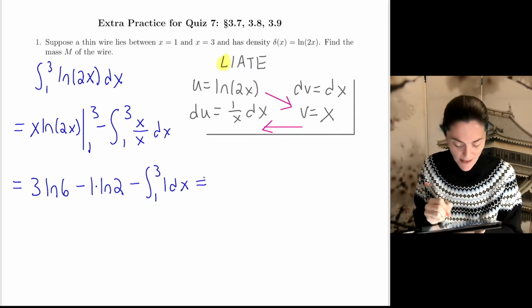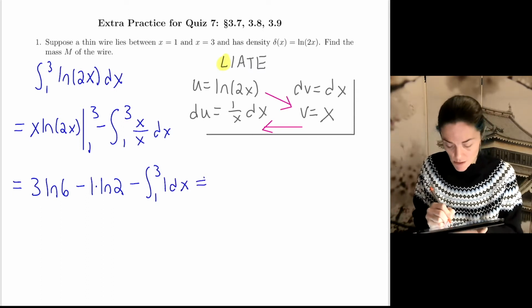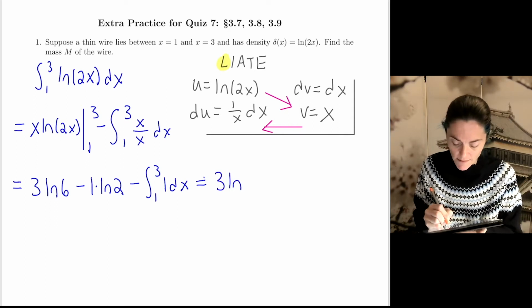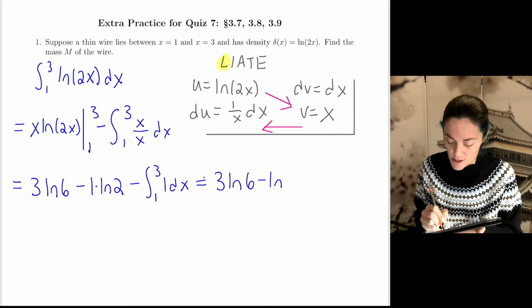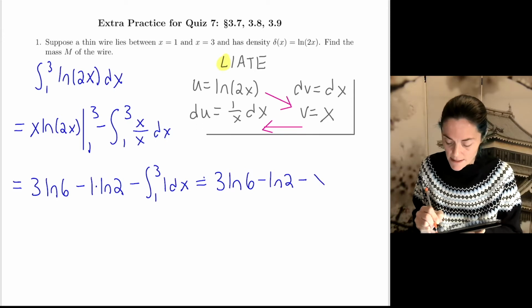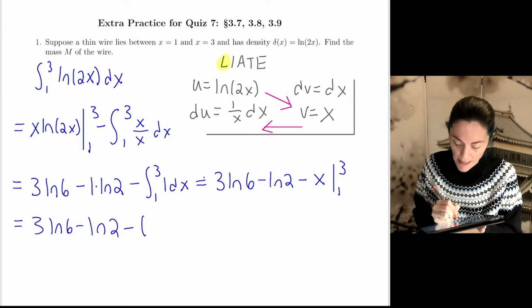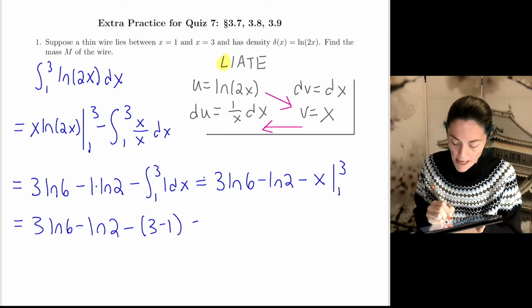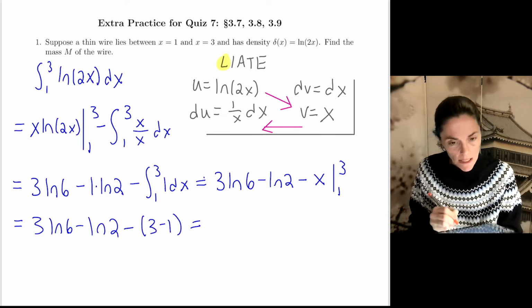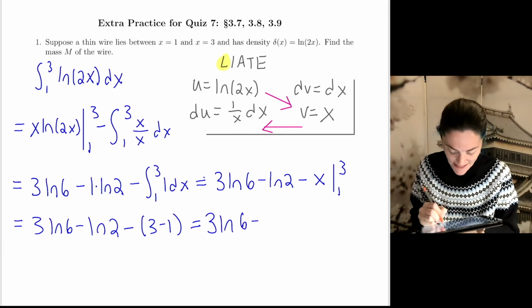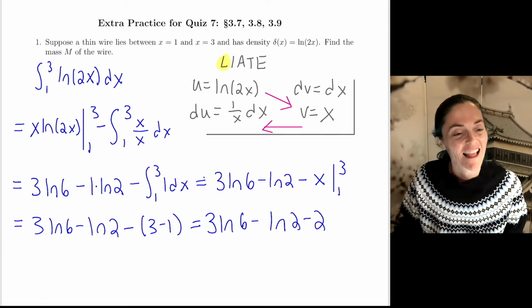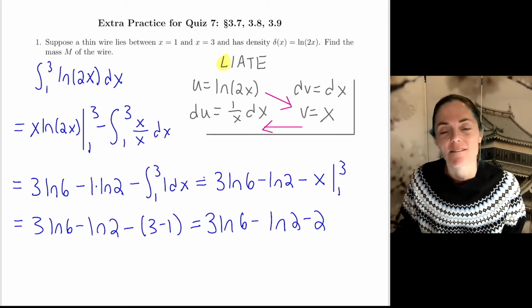Now we're almost there. This is 3 ln 6 minus ln 2. And then we have minus x evaluated between 1 and 3. Here we have 3 minus 1. And so my final answer is 3 ln 6 minus ln 2 minus 2. This is the mass of this wire.